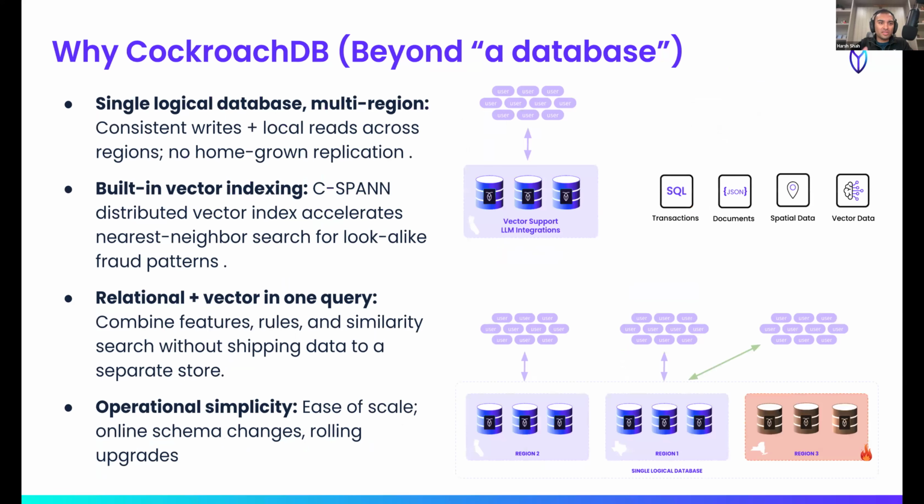And the reason CockroachDB is ideally suited for this type of architecture is, first of all, it's a single logical database that can span multiple regions. We can get correctness across regions with local read latency. That's really important when you want to make fast decisions.